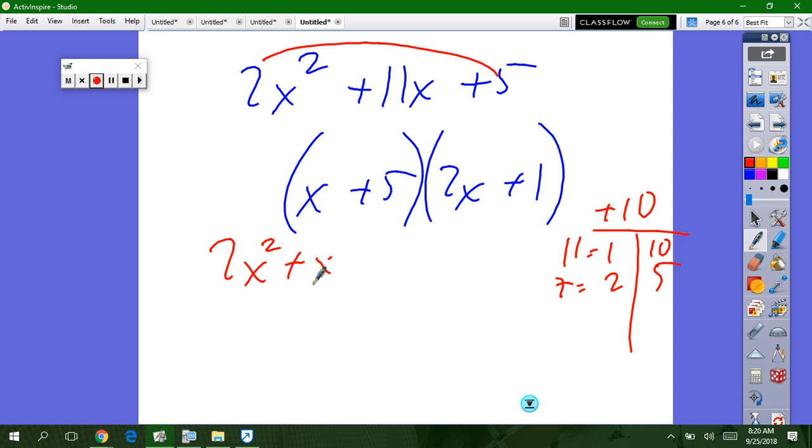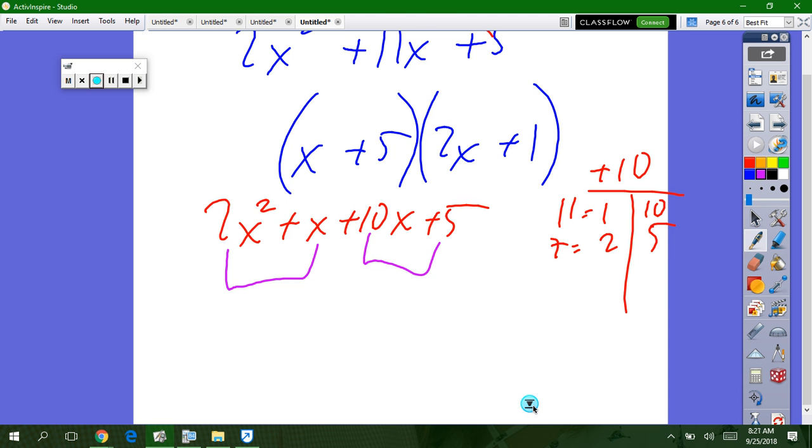So I'm going to rewrite it. Did I change the value of my expression? Did you check it? Does x plus 10x still equal 11x? So did I change the value of it? No. Then I go for factor by grouping. I group the front two. I group the back two. And I ask, what do I have in common?